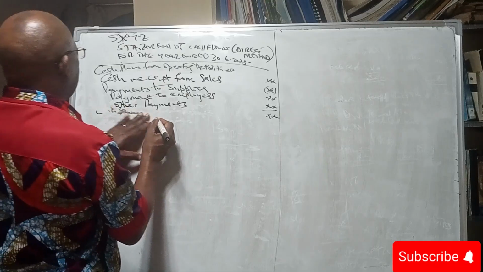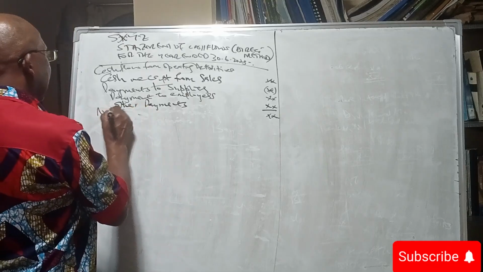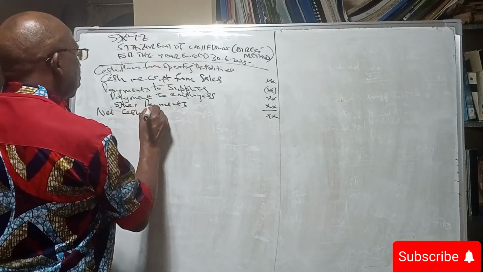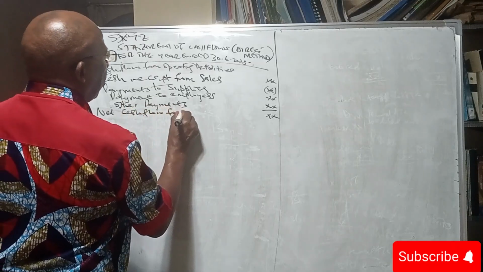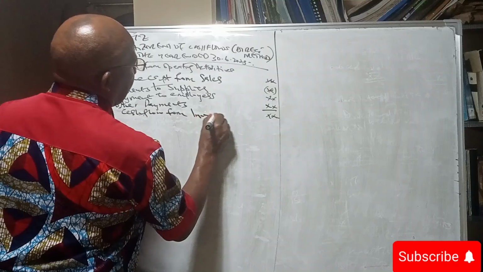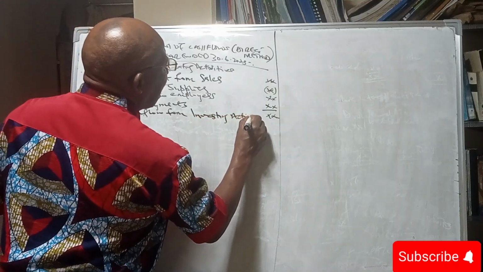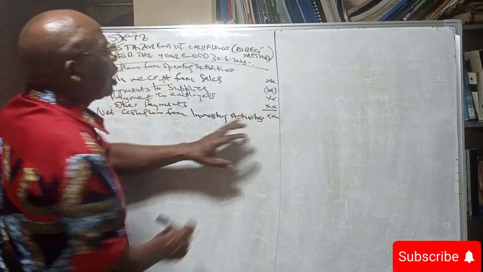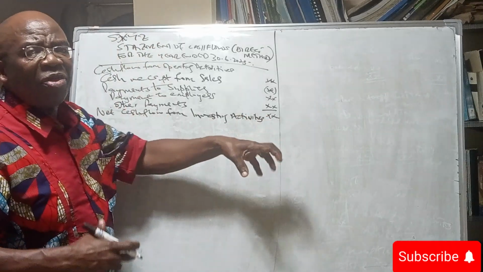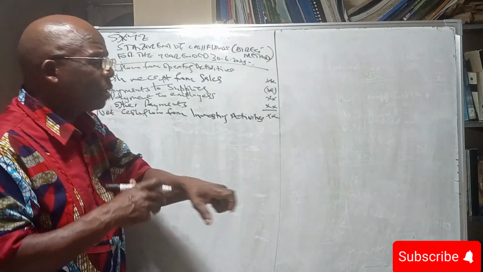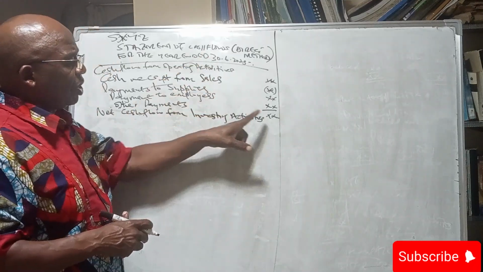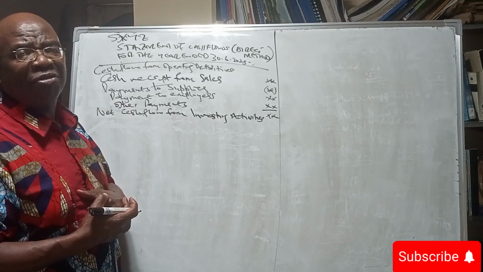net cash flow from investing activities. So these are the monies we made. These are the monies we left after the money we received minus the money we spent under the operating activities. These are the monies we were left with.